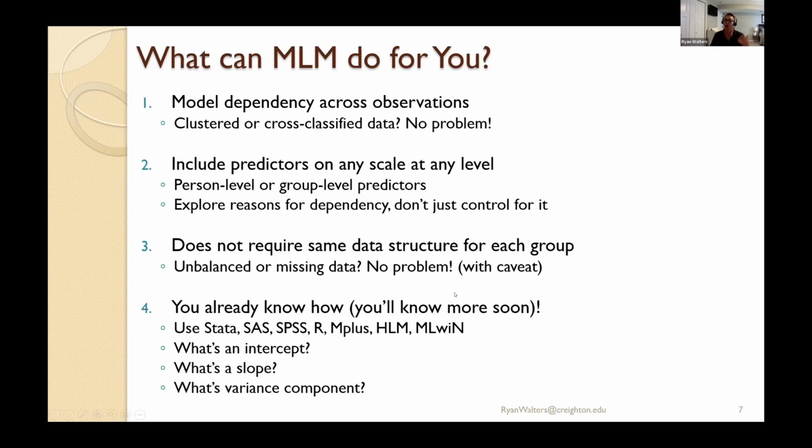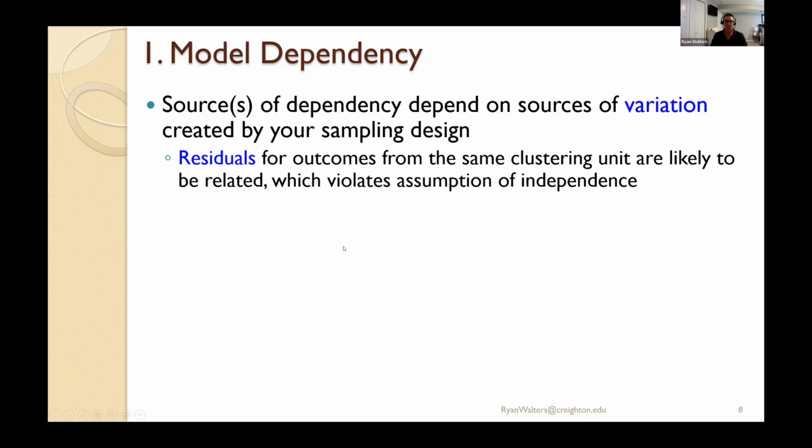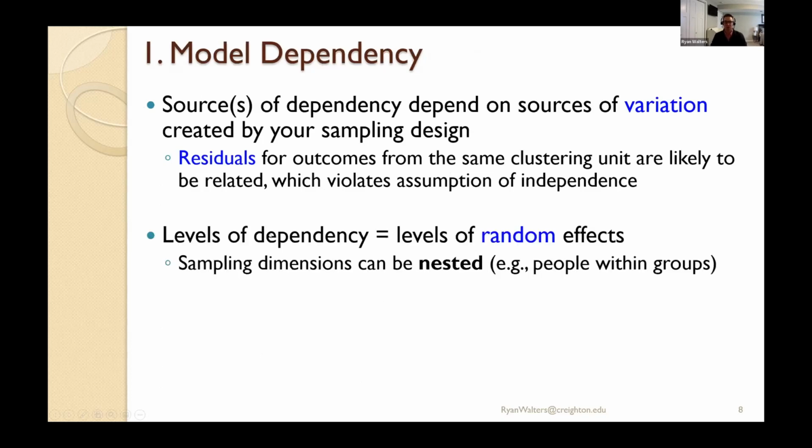So R square, all of this is going to still exist. It's just going to have a little bit more complexity and nuance, but we're building on things I assure you, you already know. So modeling dependency, basically dependency is a synonym for excess correlation, and the levels of that excess correlation define your levels of random effects.